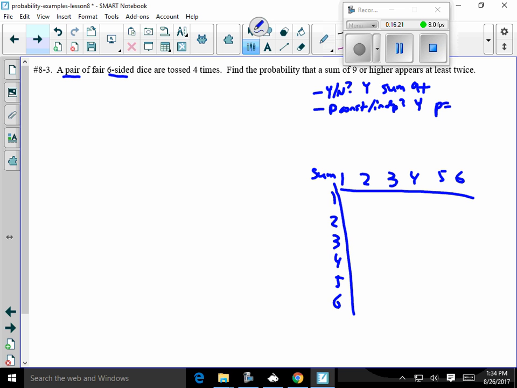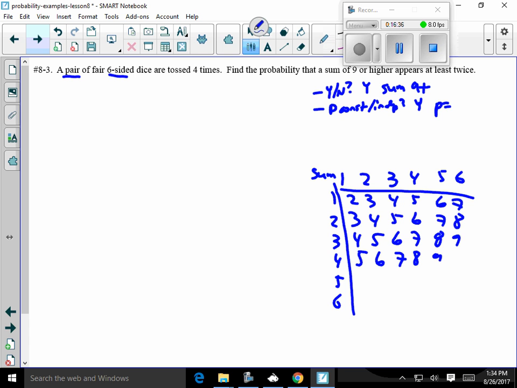Well, if I had a 1 and a 1, that would be 2. A 1 and a 2 would be 3. And so I can quickly fill in all these sums by adding things up. Let me just do that really quickly. This is a great way to picture what happens when you toss 2 dice. 8, 9, 10, 6, 7, 8, 9, 10, 11, 7, 8, 9, 10, 12.